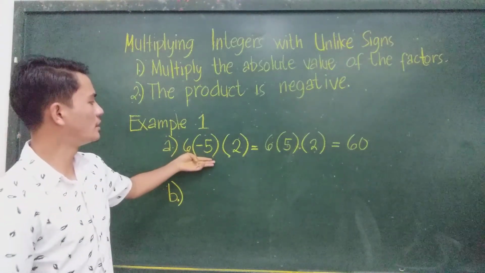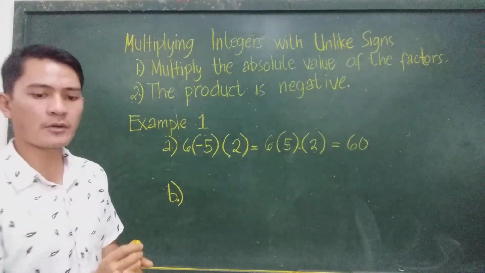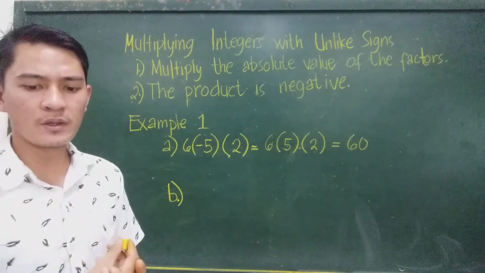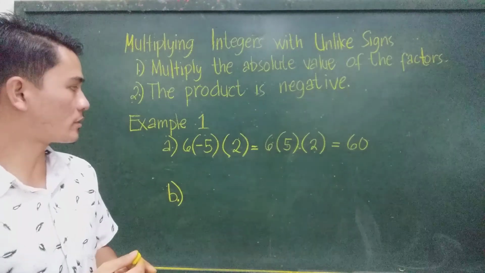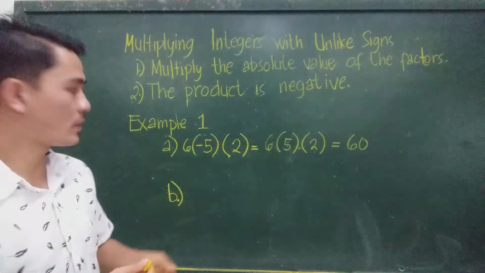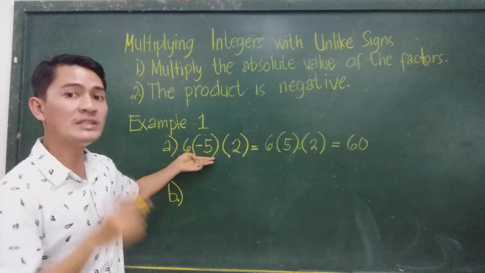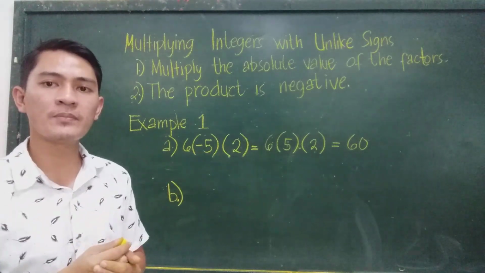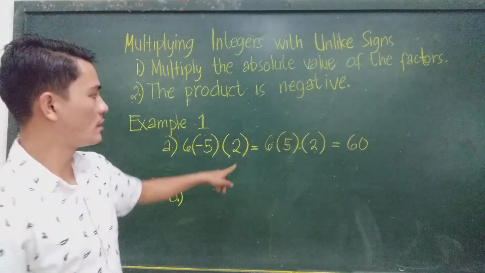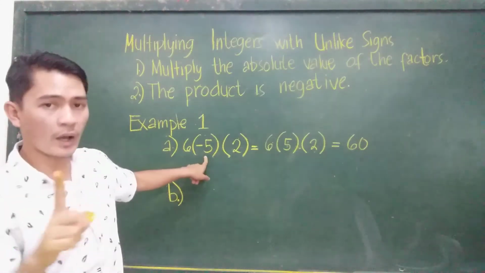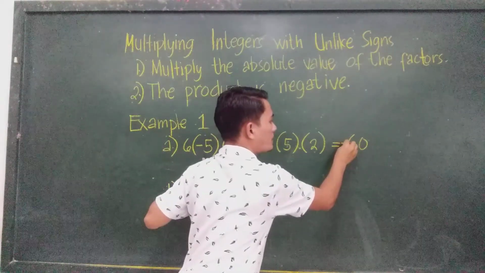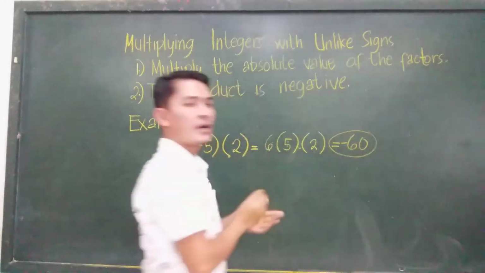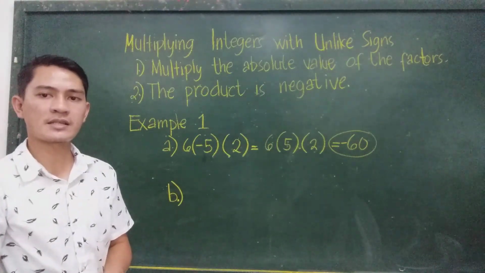Since we have the negative 5 in our equation, there is an odd number of negative factors. So what are those numbers? Negative 5, so only one number. So it means an odd number. If there is only one, or an odd number, of negative factors, your answer or the product will be negative. Therefore, the result will be negative 60.